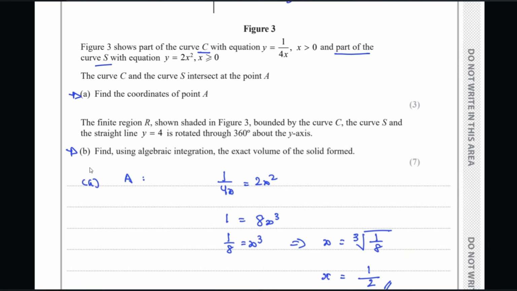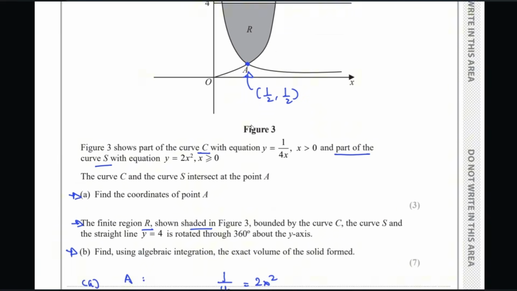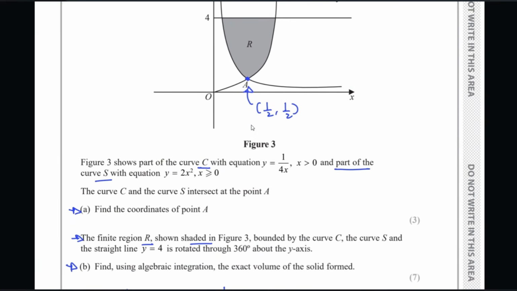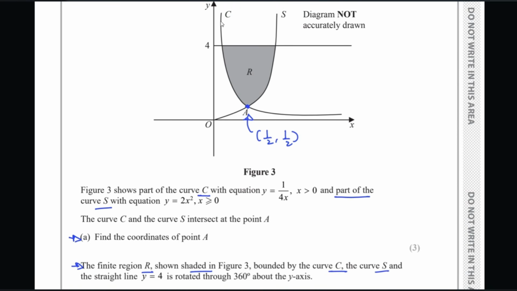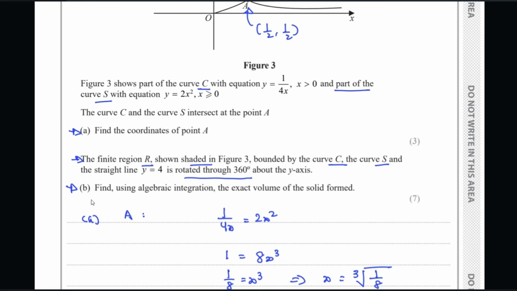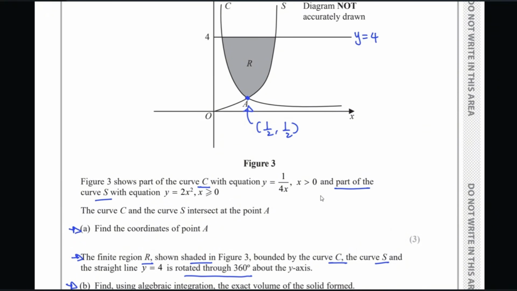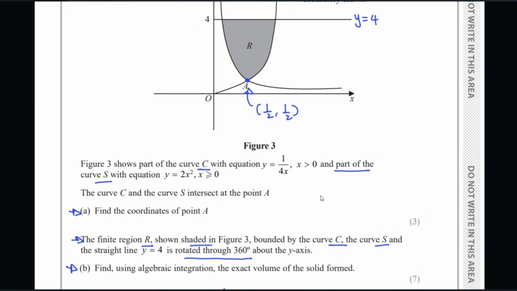Now question B. Question B, the finite region R shown shaded in figure 3. So yes, we can see the shaded region R is bounded by the curve C, the curve S, and the straight line y equals 4, which is this horizontal line, y equals 4. So this region is rotated through 360 degrees about the y-axis. So question B says, find, using algebraic integration, the exact volume of the solid formed. So we need to use the formula for volume of revolution.